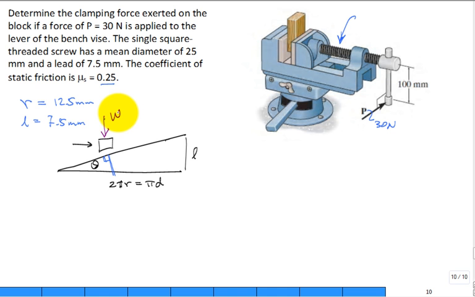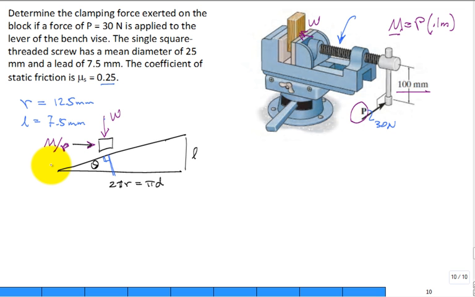Here, that weight is my squeezing force. Instead of lifting, I'm squeezing by weight W. What makes it want to move? Well, I'm applying a moment divided by the radius of that screw. How do I calculate that moment? Well, I come out here and I have this load P, and this distance of 0.1 meter or 100 millimeters. So that gives me the moment that's applied.